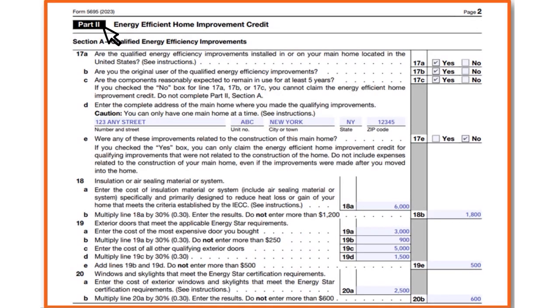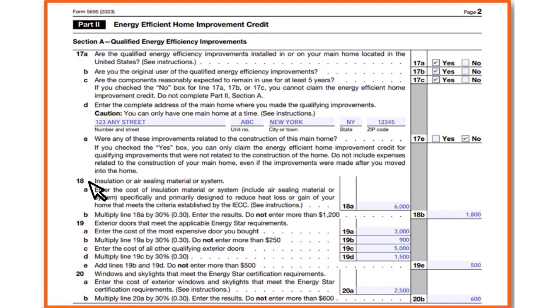I'm continuing here on part two. We have the energy efficient home improvement credit. On line 17, you have 17A, 17B, and 17C, so you have all kinds of boxes to check depending on your situation. On 17D, you have to put the property that we're speaking about here in terms of energy efficiency. And on line E, you check the appropriate box. For us, it was no.